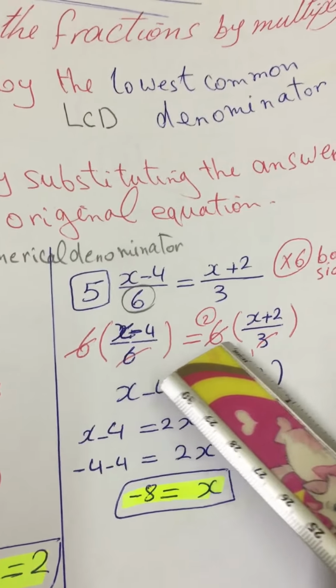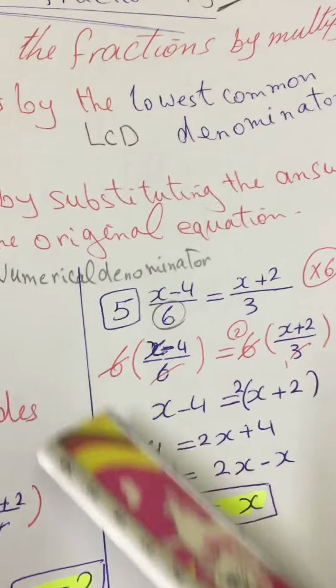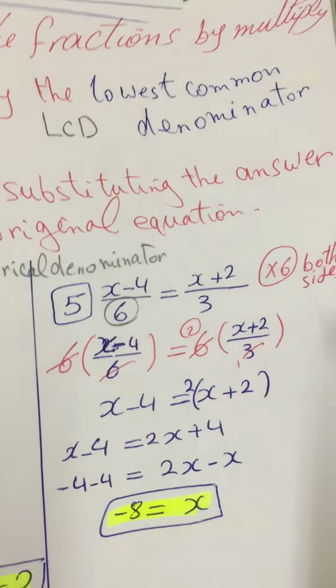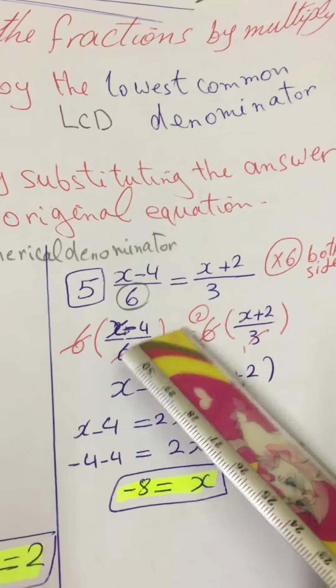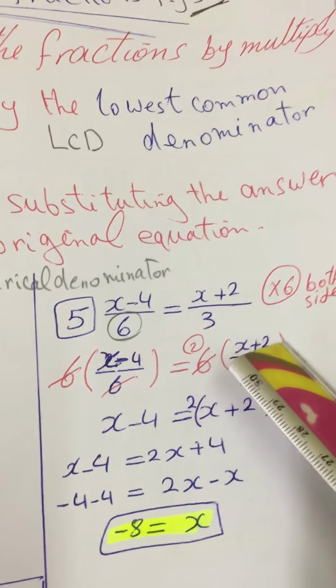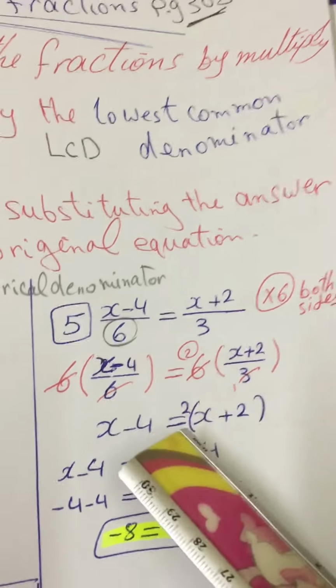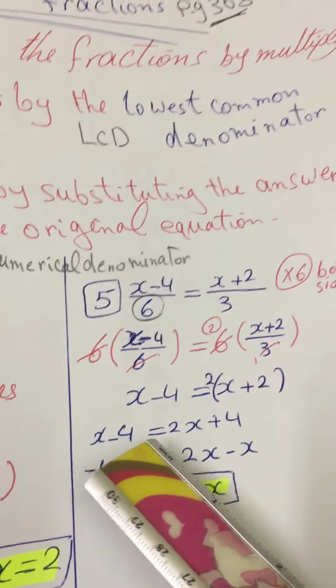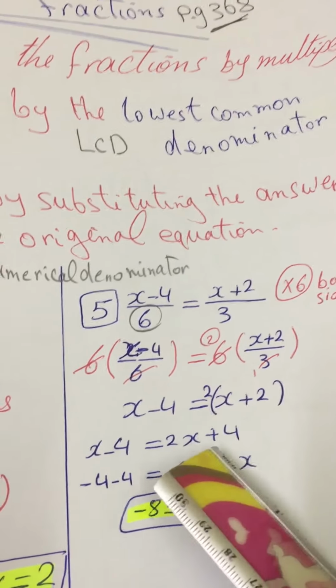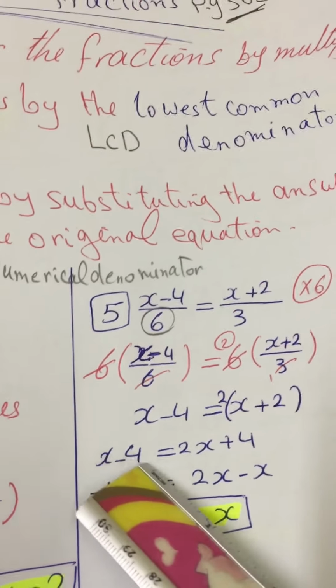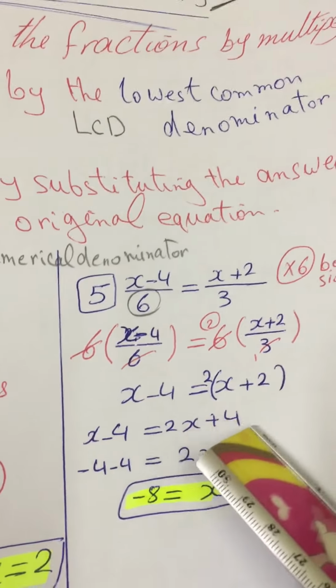On the left side, I have x minus 4. On the right side, we have 2 multiplied by x plus 2, so 2, open brackets, x plus 2. Now distribute this 2 by x and by 2. So 2x plus 2 times 2 equals 4. Now I have x minus 4 equal to 2x plus 4.